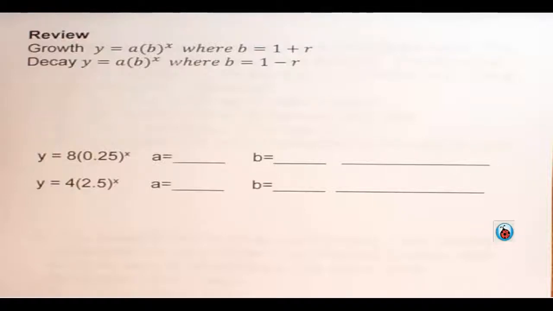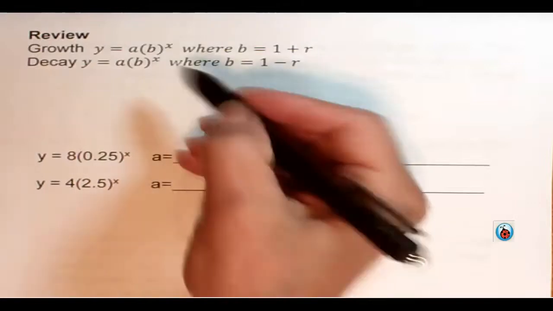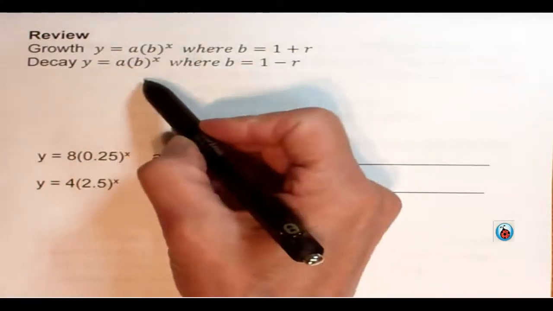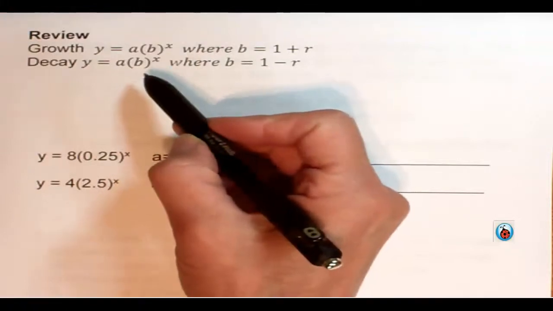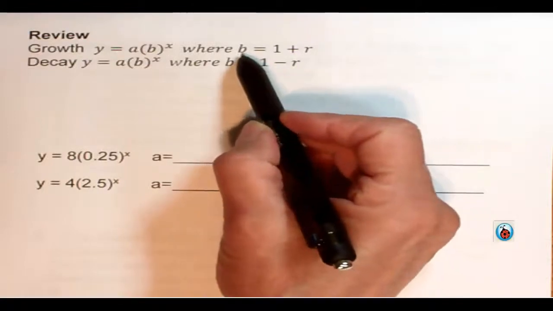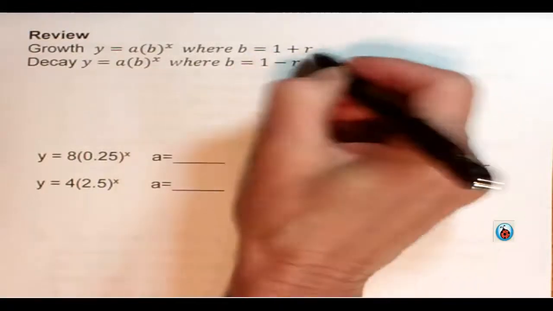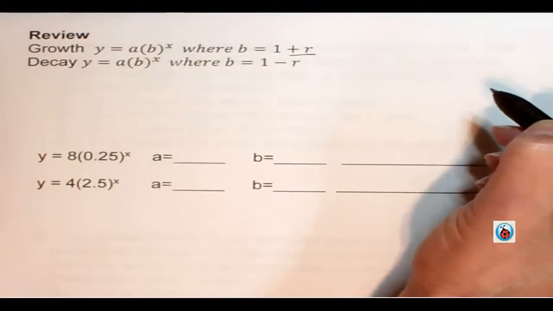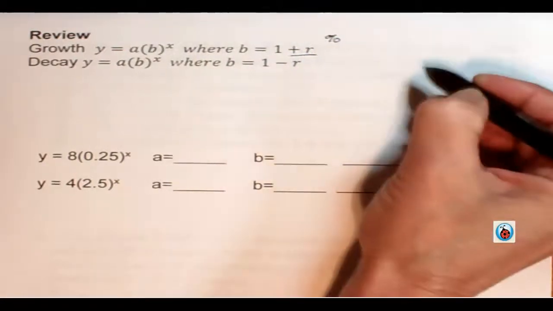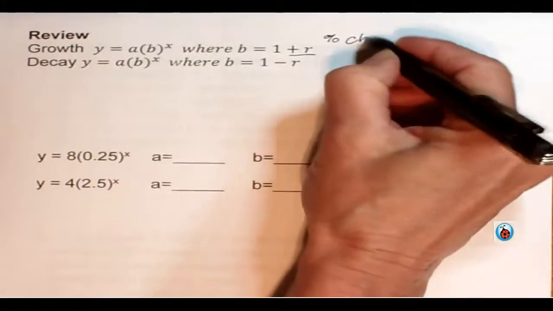Okay, here's a quick little review before you take your exponential test. All right, so if you look, you've got the growth. The growth is the formula y equals a times b to the x power. Well, so is the decay. Okay, so what makes them different? Well, a growth is going to be when the b is equal to 1 plus the rate. Okay, so remember the rate is your percent, and you have to change it to a decimal.